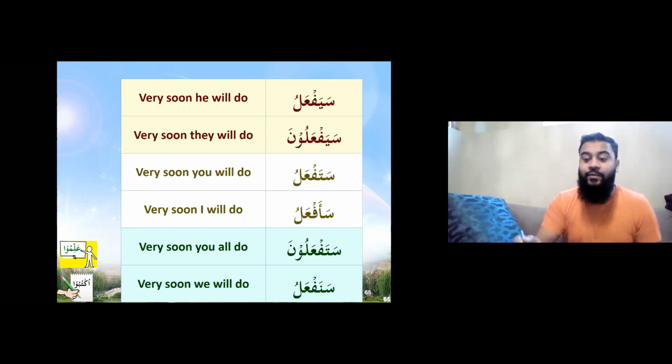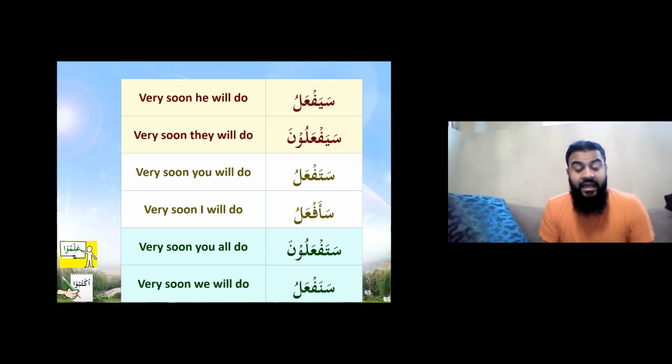So again, the recap is, if you want to add timing to any verb that you're doing, sawfa means soon, and if you want to make it even faster, you just add the letter sa, which means very soon.